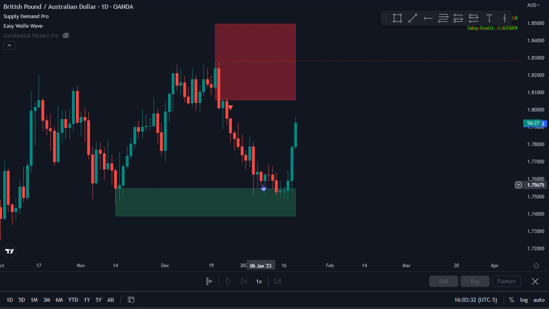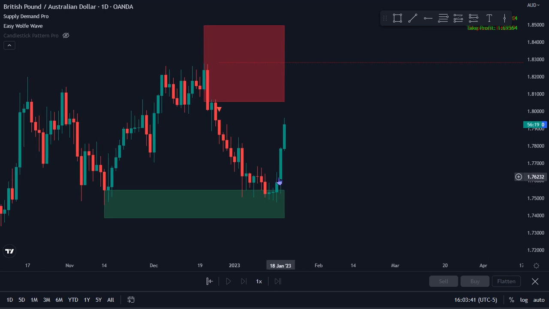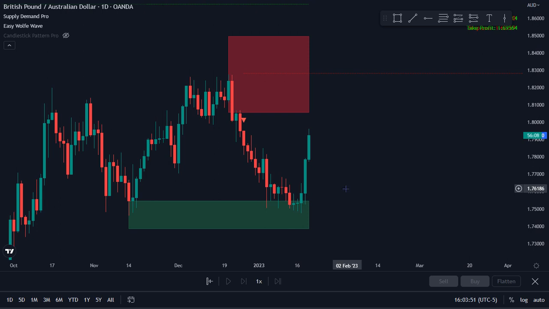And so price can consolidate and just get choppy and really tough to see what it's going to do. And so that's why you always want to refine your time frames and your entries and just get as many confirmations as you can. So let's go to the 4-hour next.